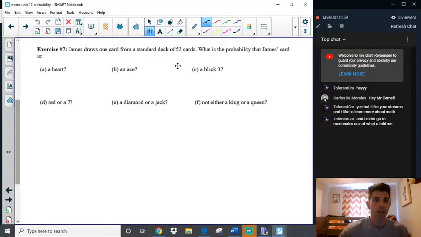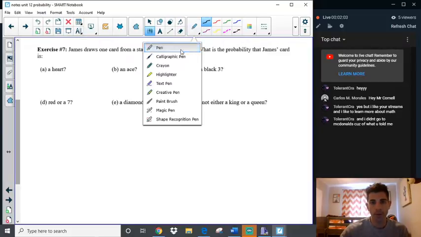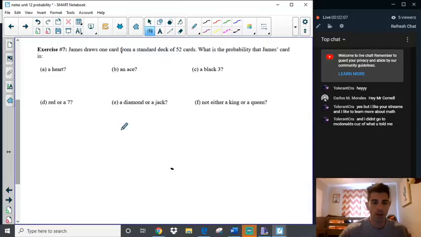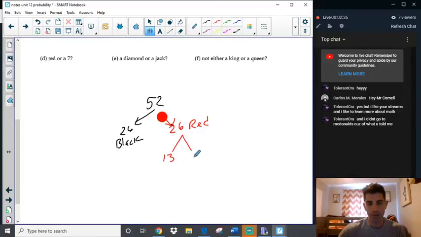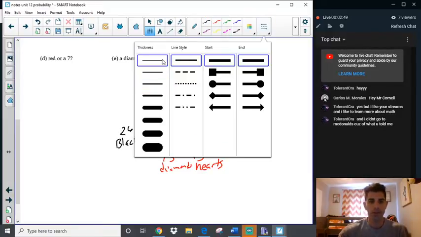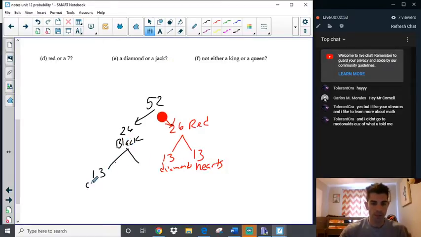All right. So, you can't answer exercise 7 if you do not know or play cards in any way. So if I give you a quick rundown of cards, there are 52 cards in a deck. There are 26 cards that are black, and then there are 26 cards that are red. Now, if you break up the red cards in half, there's going to be 13 and 13. 13 of them will be hearts, 13 of them will be diamonds. And if you did the same thing with the black cards, 13 of them will be clubs and 13 of them will be spades.